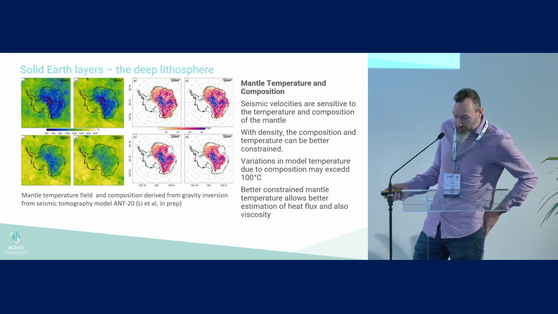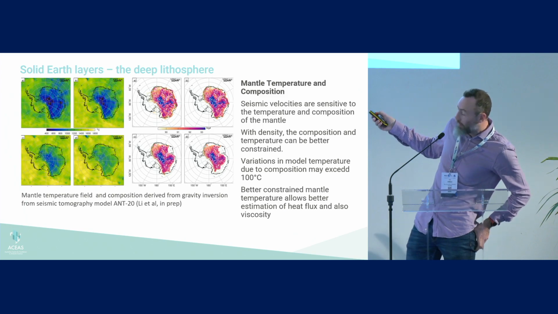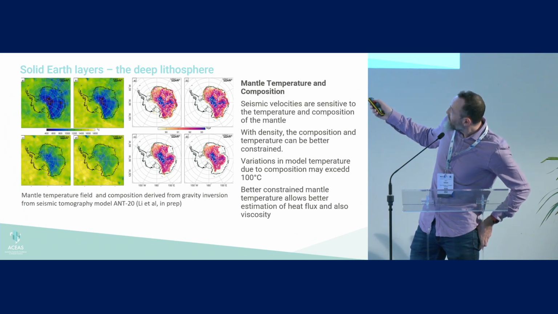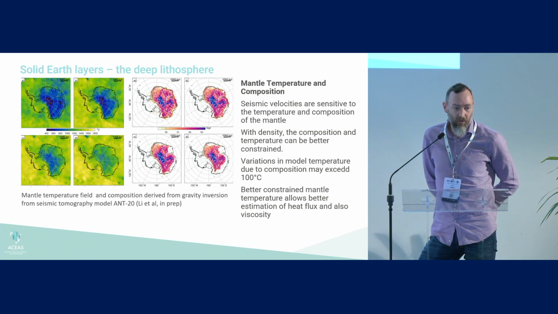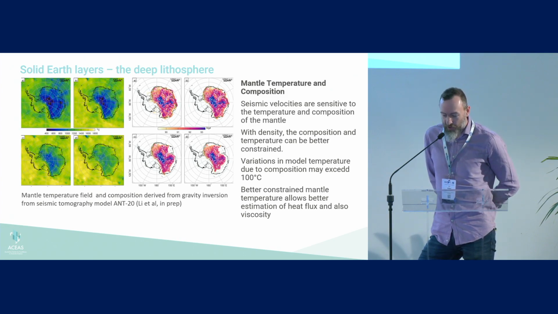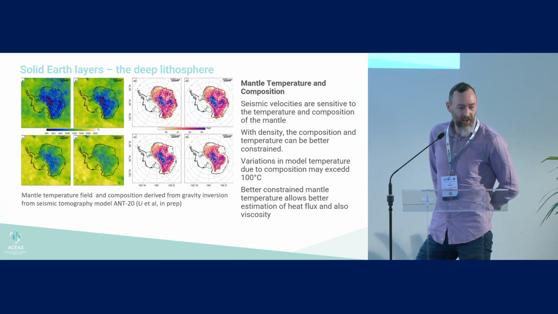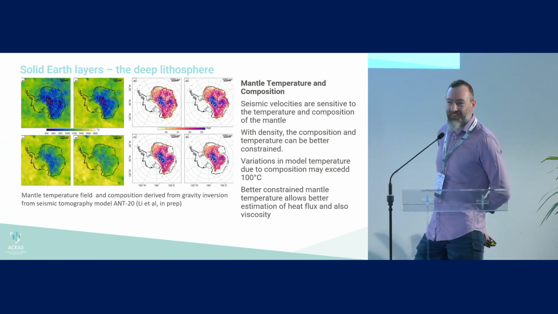So for the geos in the room, this is the composition map of Antarctica, and the blue here is indicating very highly depleted Archean-type mantle in this model. It's quite an interesting map in its own right, but a little bit off topic for today, so we'll talk about that later.